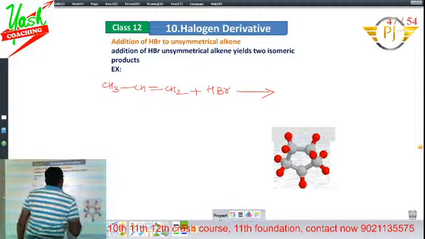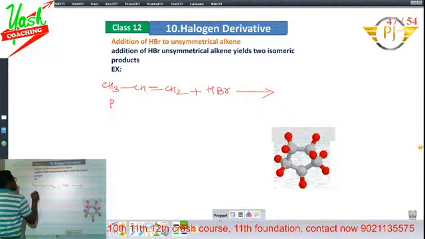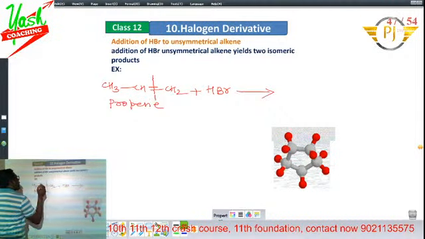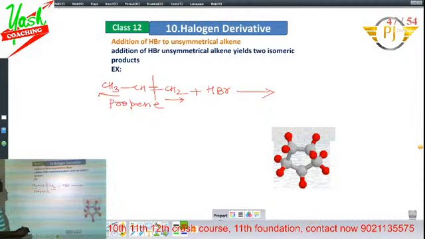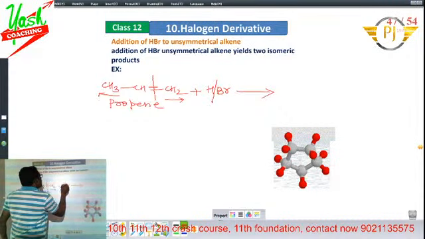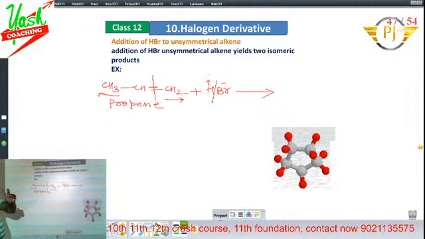Propene is considered an unsymmetrical alkene. Why? If you cut this molecule across the carbon-carbon double bond, we do not get symmetrical parts. That's why this is an example of an unsymmetrical alkene. When an unsymmetrical alkene reacts with an unsymmetrical reagent, definitely we get two products.